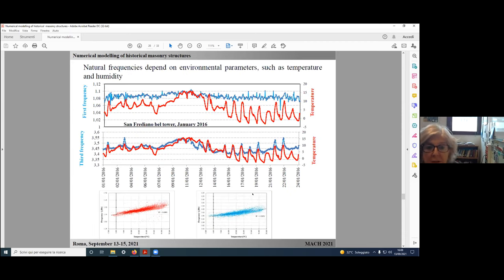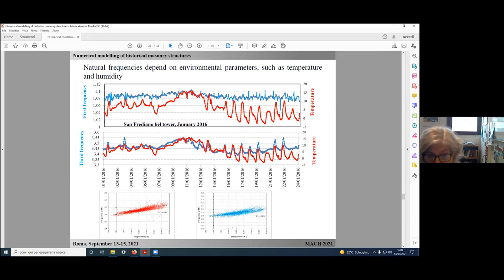Long-term monitoring campaigns have shown that natural frequencies depend on environmental parameters, such as the temperature and humidity. Here you can see the experimental frequencies of the San Frediano Bell Tower plotted along with the temperature recorded in January 2016. So you can see this behavior of the frequencies and of the temperature.